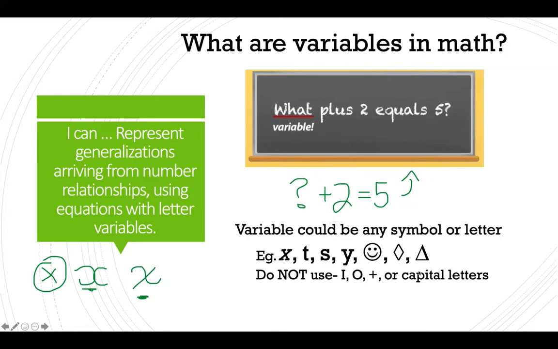Or the other thing is capital letters. Capital letters should be avoided because as we remember from our measurement unit, if we have a capital A, that actually symbolizes area. If we have a capital V, that symbolizes volume. If we have a capital P, that would symbolize perimeter, okay? So we typically stay away from capital letters and we just use lowercase, okay?